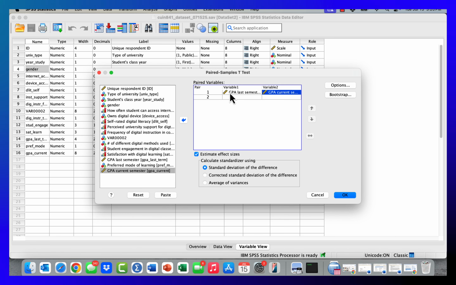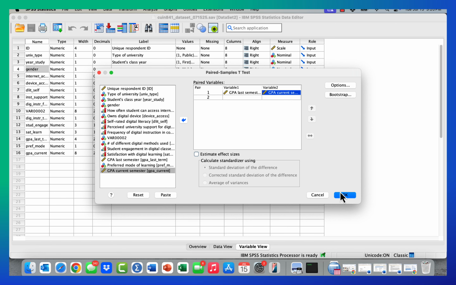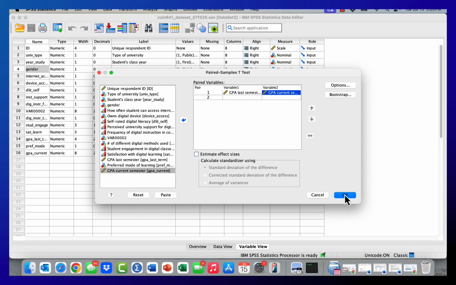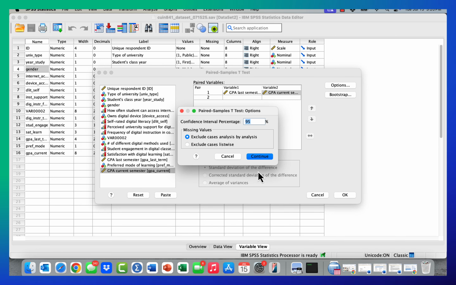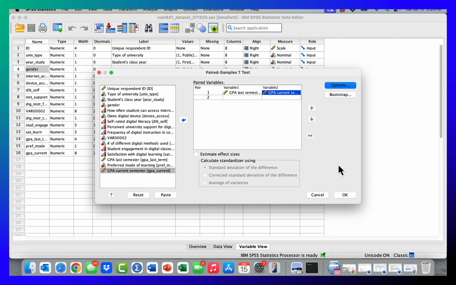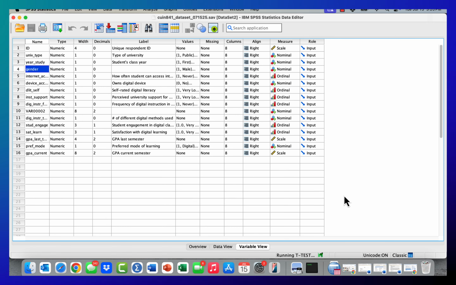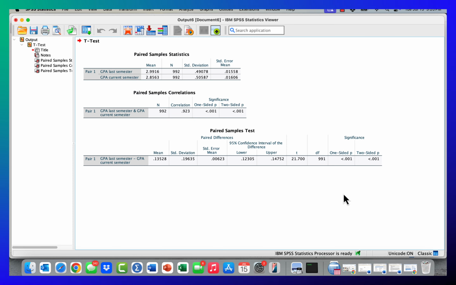And as you can see, we could run multiple paired t-tests in the same analysis if we wanted, but we're just going to do one comparing our first semester GPA to our second semester GPA. I'm going to suppress the effect size output because we don't need that for what we're learning about today. You can always change your level of significance here, but I keep it at the default of 95%, and I recommend you do the same. So we hit OK, and here is our output.